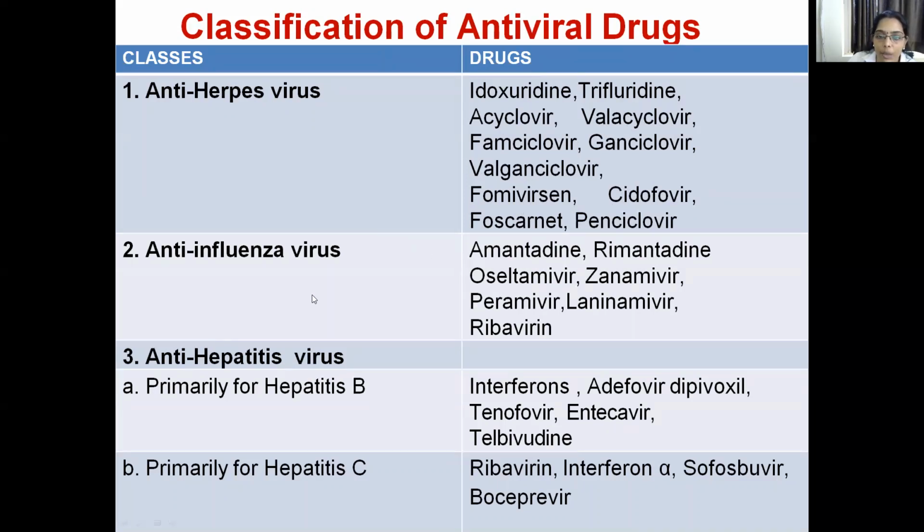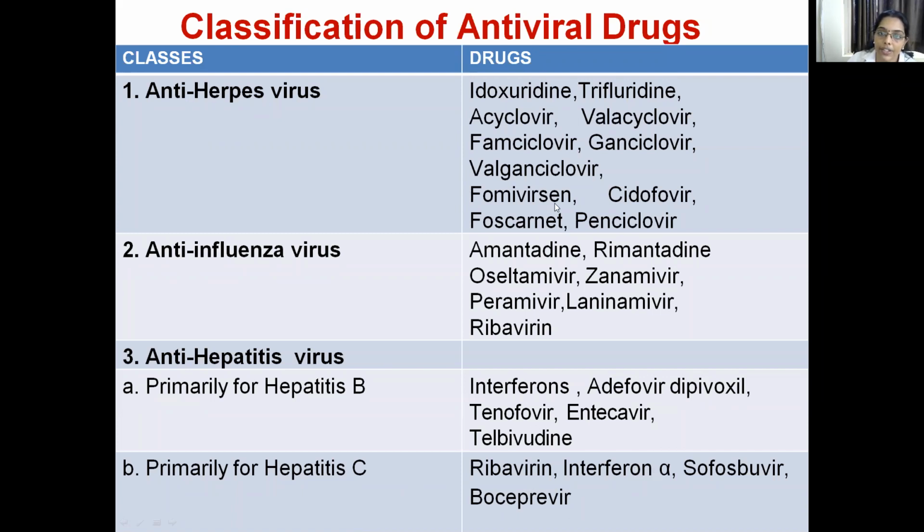So anti-influenza virus, we have drugs for influenza virus: amantadine, rimantadine, oseltamivir, zanamivir, peramivir, laninamivir, and ribavirin. Then for hepatitis B, the drugs are interferons, adefovir dipivoxil, tenofovir, entecavir, and telbivudine. Then drugs for hepatitis C are ribavirin, interferon alpha, sofosbuvir, and boceprevir.